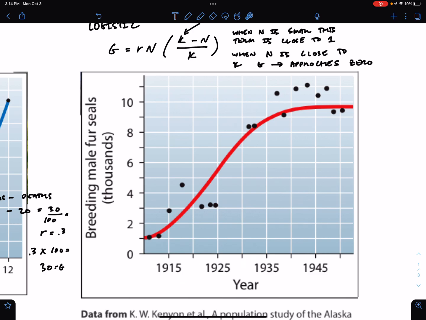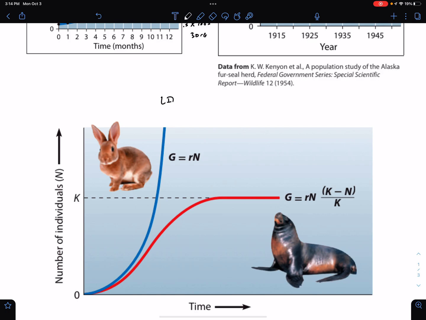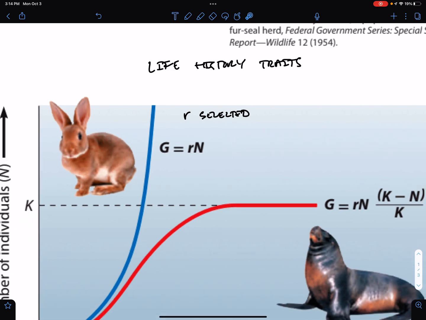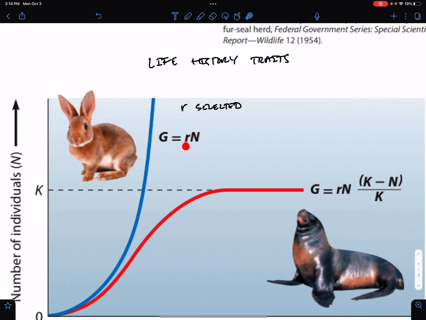Okay, anyway, why am I telling you all this? Well, there are certain life history traits that we're going to be exploring later on in the week, where we have a group of species that we call R-selected, and they are generally small-bodied and short-lived. An R-selected species tries to maximize R, or the per capita rate of increase. Generally, they have a lot of babies.